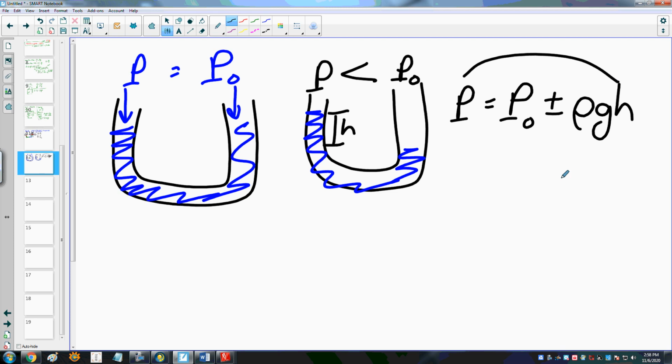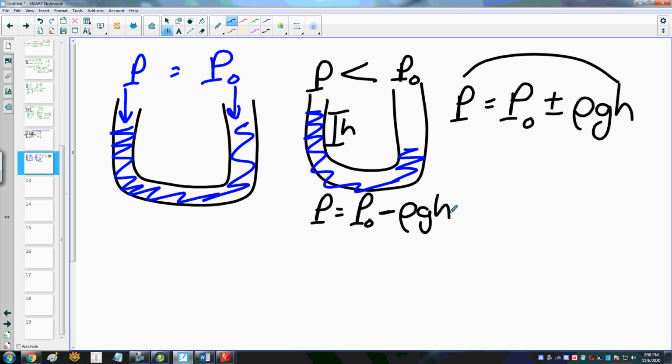P is proportional to h, and in this case, P is less than P naught, so I know for this scenario, I would have P is equal to P naught minus rho times g times h.